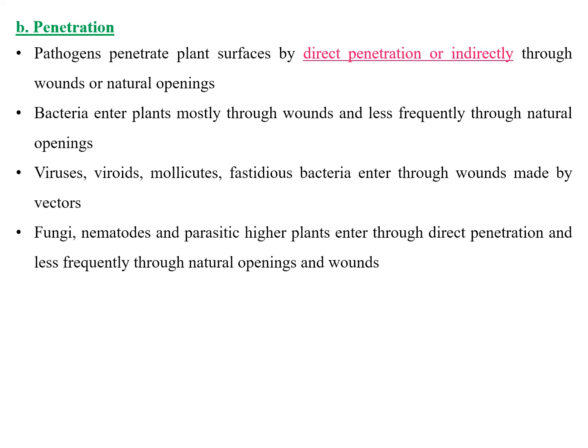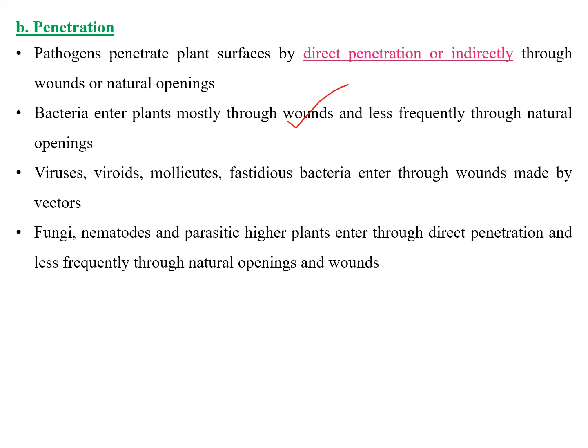So these wounds and natural openings, which pathogen can use them? That is bacteria. Bacteria will enter into the plants mostly through the wounds and less frequently through the natural openings. So maximum bacteria will enter into the host plant through the wounds made by agricultural implements or insect vectors like that. And in case of viruses, viroids, mollicutes and fastidious bacteria, they will also enter through the wounds. These wounds are made by the insect vectors, or while feeding, the insect vector makes the entry of the virus into the host plant.